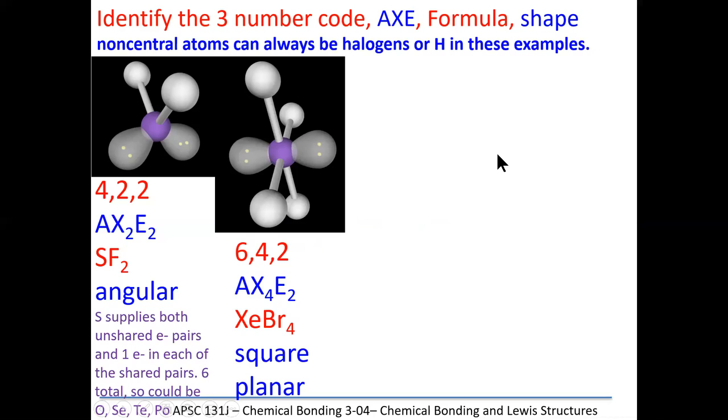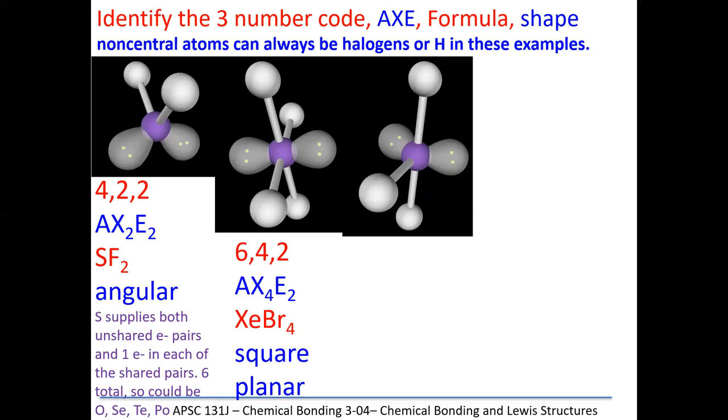So if we look at this example, now these examples I'm giving you are something I would ask you on a test. I could give you a diagram of the shape and then ask you to tell me the name of the shape, could ask you for the name of the electron geometry, could ask you for a potential formula that would fit the shape. So again, we go central atom. It's got 1, 2, 3, 4, 5 pairs of electrons around the center, joined to 3 atoms. So it's 5, 3 with 2 unshared pairs, 5-3-2.